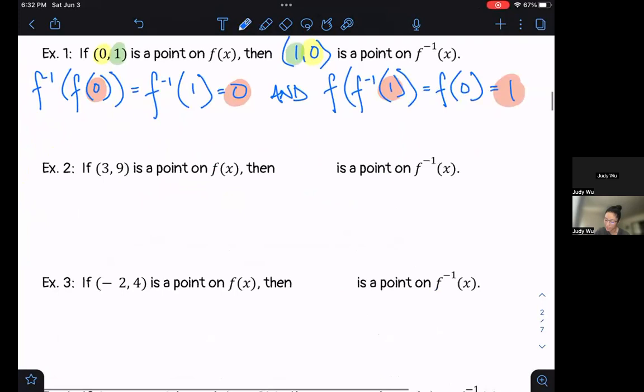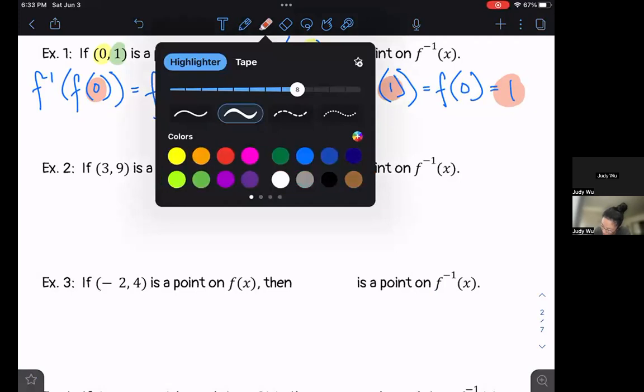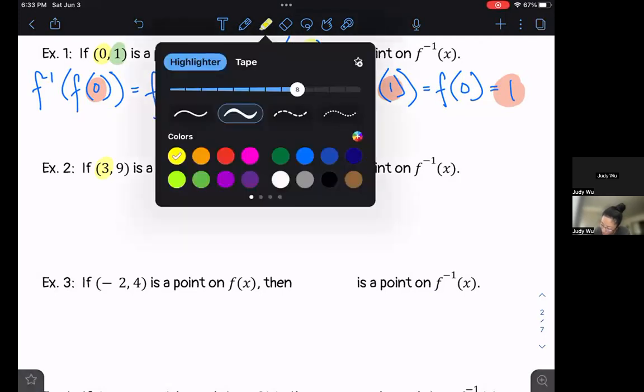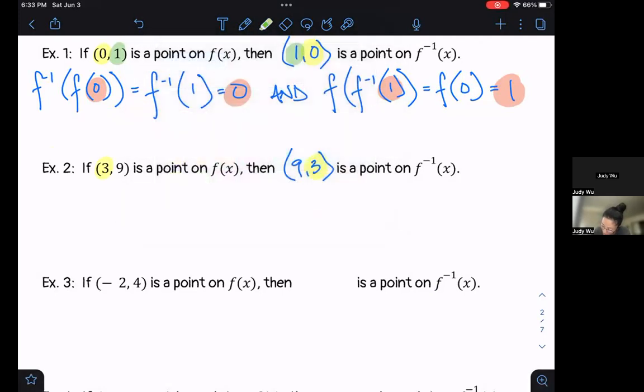All right, let's take a look at example 2. If 3 comma 9 is a point on f of x, then 9 comma 3 is a point on the inverse. So 3 is the x value in the original, but it is the y value in the inverse. And 9 is the y value in the original, but the x value in the inverse.